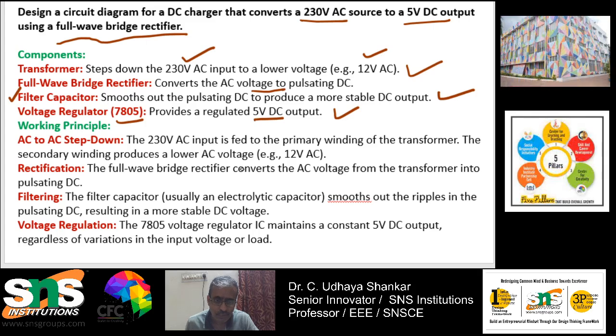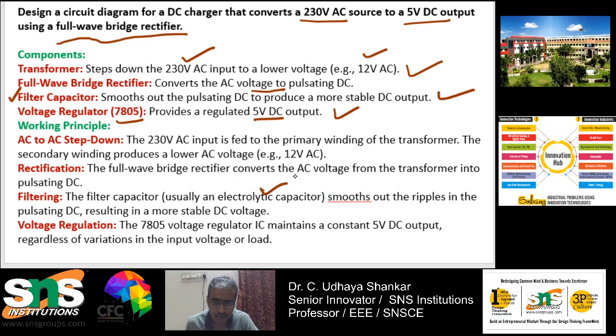Since it is a pulsating DC, we want a smooth DC, which is going to improve the efficiency of the load, and because of which we are using a filter capacitor, and normally an electrolytic capacitor is preferred, which is going to smooth out the ripples of the pulsating DC so that the output voltage is stable.